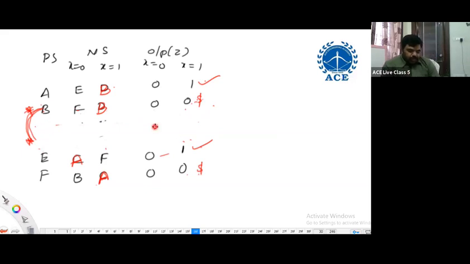Now, if you observe 0, 1, 0, 1, is there any possibility for merging? Not possible. 0, 0, 0, 0: is there any possibility for merging? No. So finally, there is no possibility for further elimination of states. How many states are remaining? Only 4 states. How many states are redundant? 2 states are redundant. Simple thing.